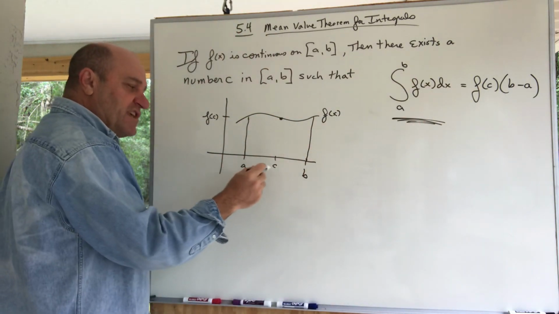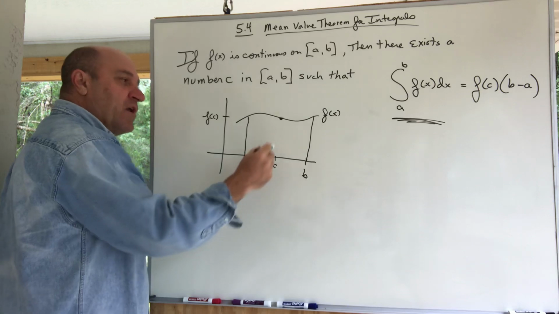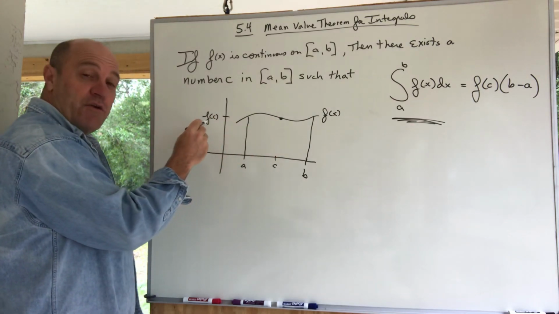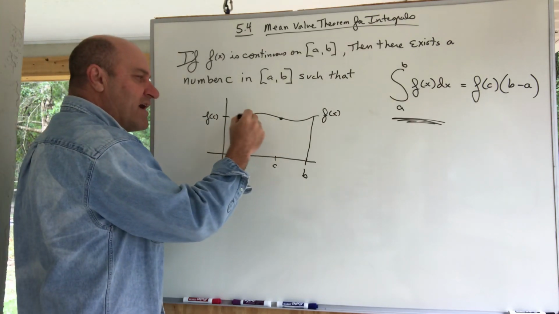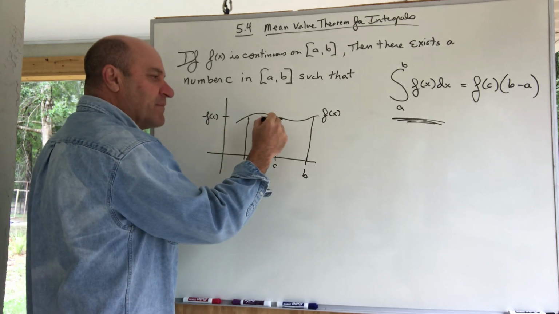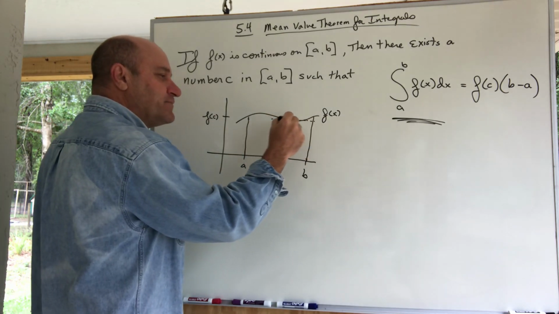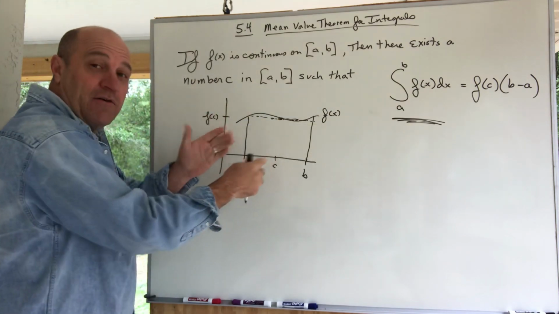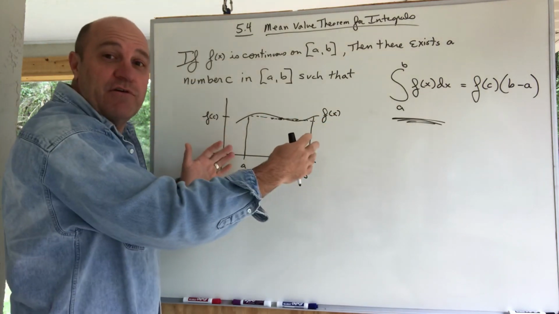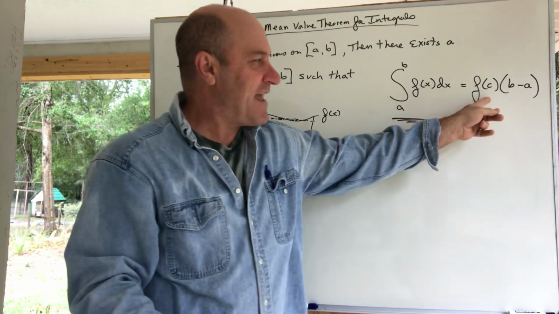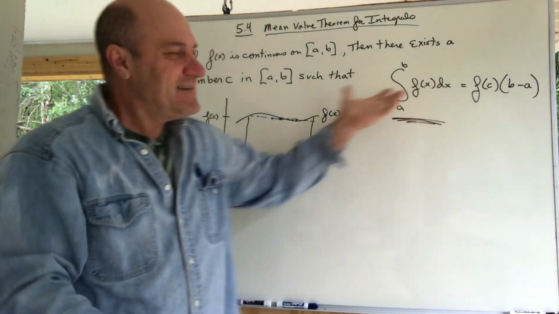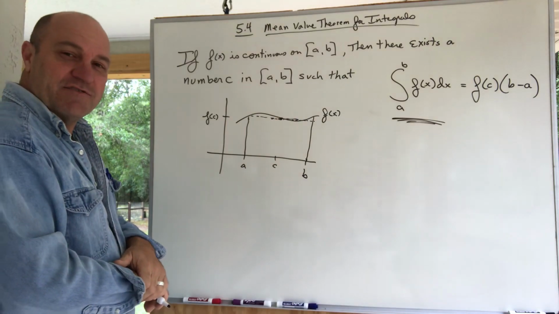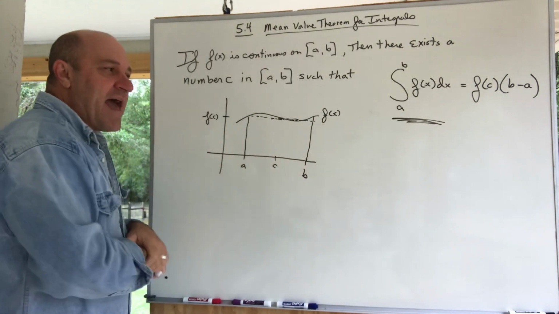So there's a number c that lives on the x-axis. If you plug it into the function, you get the y value, f of c, and that y value is some kind of an average height, where the area of that rectangle equals the area under the curve. That's a height, that's a width. So that's cool. There's guaranteed to be one place where that happens.